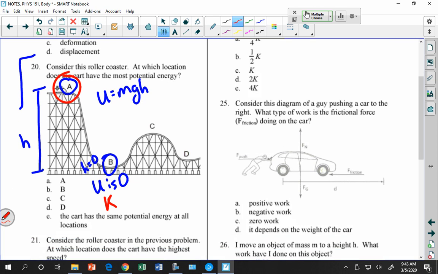Let's try this number 25. What type of work is the frictional force doing on the car?